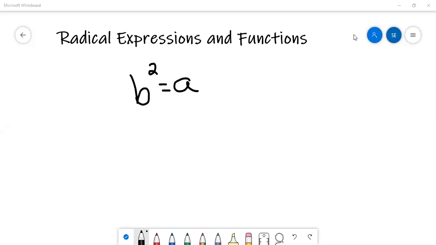This is a little video on radical expressions and functions. So a radical expression comes from something like this. We have b squared is equal to a. That means that b is the square root of a, and we write that as b is equal to the square root of a. Okay.